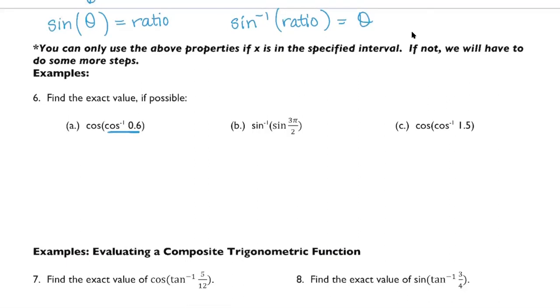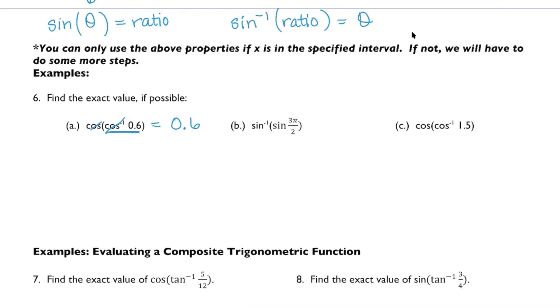So if I want then the cosine of the cosine inverse of 0.6, that fits the rule. So the answer is just 0.6. Essentially, the cosine and the cosine inverse undo each other, and we just get 0.6. Okay, now B wants to know the sine inverse of the sine of 3 pi over 2.